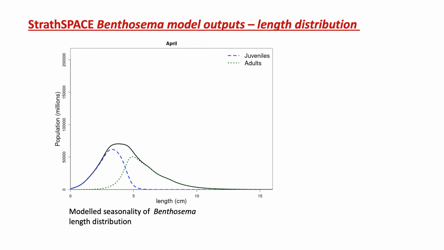I should say that the black line is the length distribution of the total population. The blue line is the length distribution of juveniles, and the green line is the length distribution of adults. So the black line is the sum of the other two curves. So as spawning occurs, we see this peak in smaller fish generated by recruitment, which then move rightwards in the length distribution.